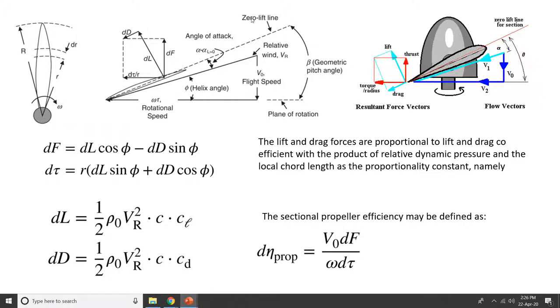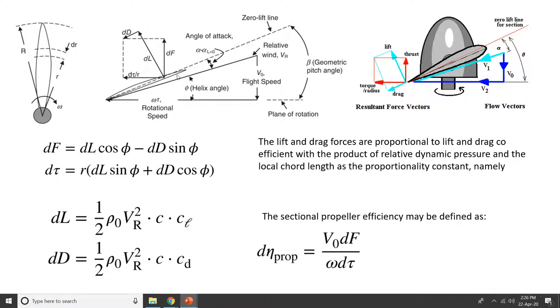V naught is your incoming air velocity. And you have beta, the pitch of your propeller blade. I hope you remember pitch. Pitch in a propeller is the distance moved forward for one complete rotation. Just like in a screw thread, if you turn a screw one complete rotation, how much it moves forward is your pitch.